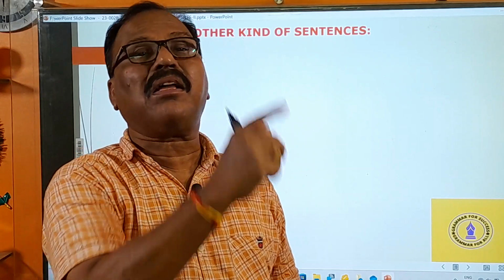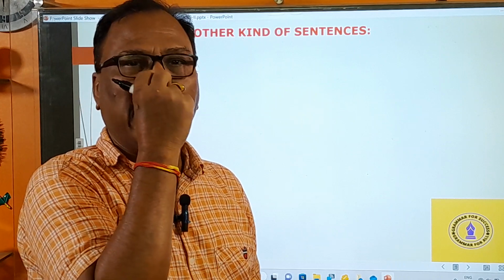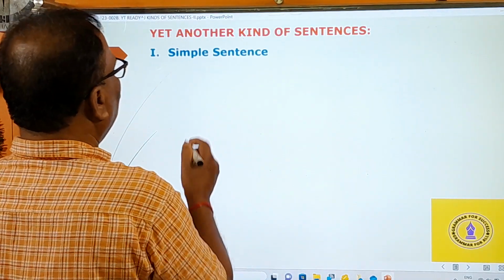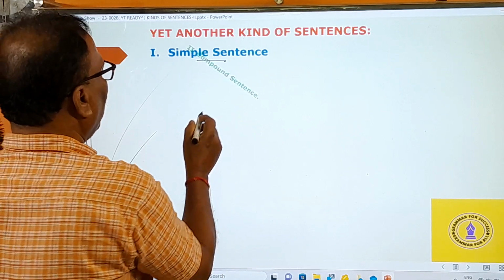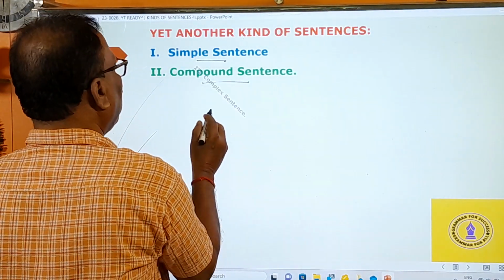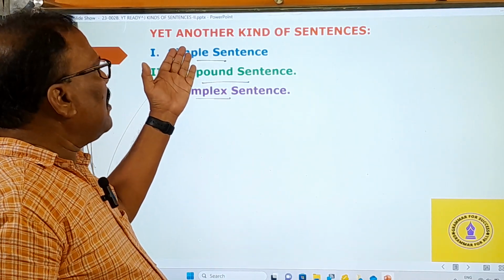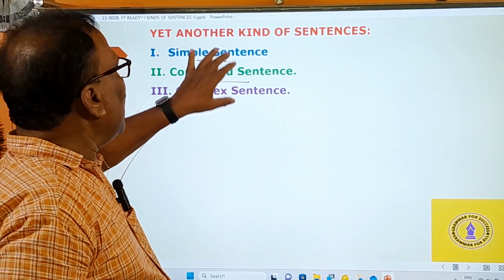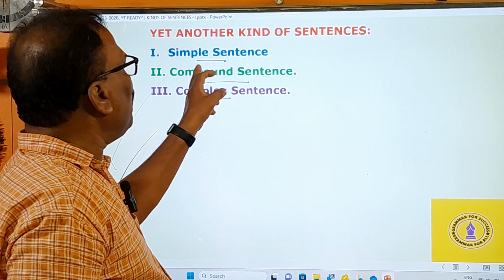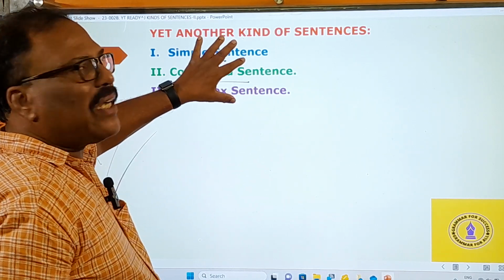Dear learners of English grammar, there is yet another kind of sentences in the English language. What is that? Simple sentence, compound sentence, complex sentences. Another kind of sentences, according to which sentences can be divided into three groups: simple sentences, compound sentences, complex sentences. These are the three kinds of sentences.